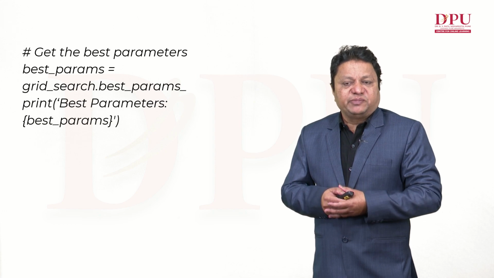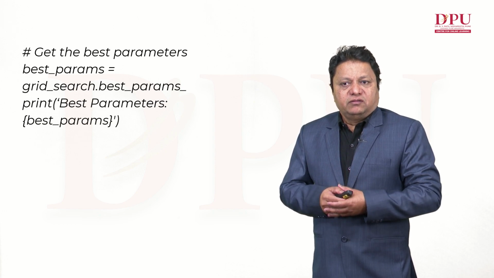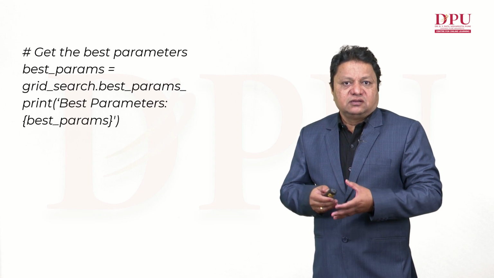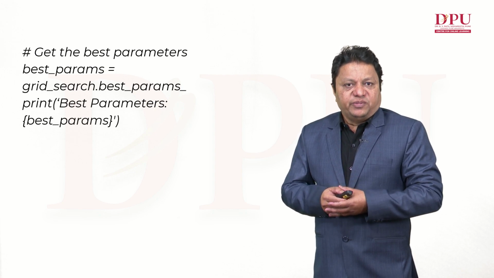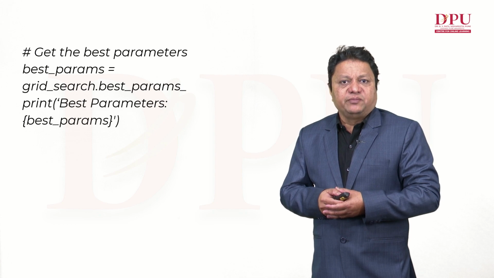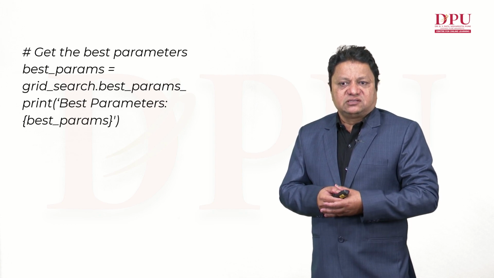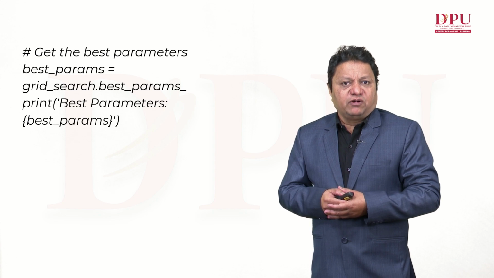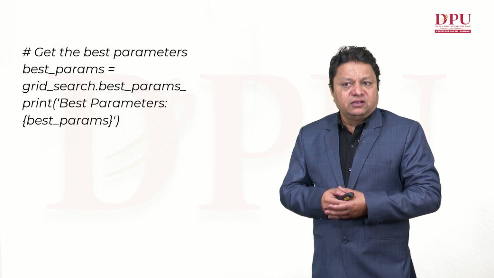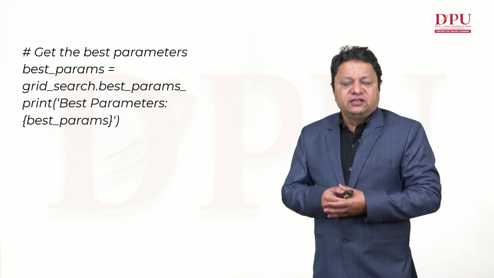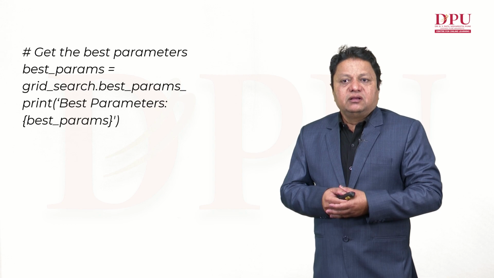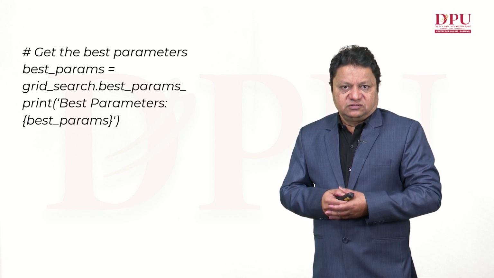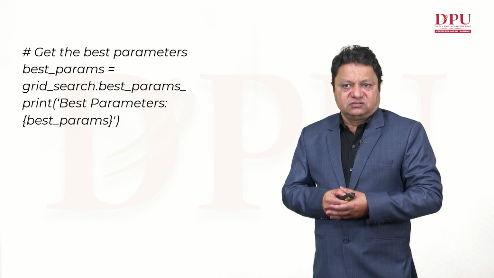Now, to get the best parameters, we need to write best_params is equal to grid_search.best_params_. So, this will get you the best hyperparameters or best parameters list. Now, I am printing it with the help of a print statement, that is print best parameters, specify the variable in which I have stored the best parameters, that is nothing but best_params. So, this will print the best parameters.